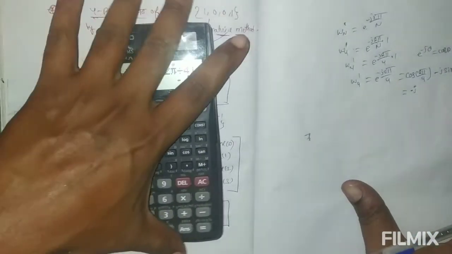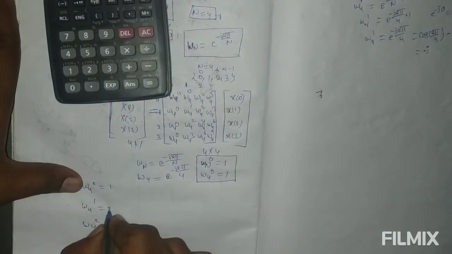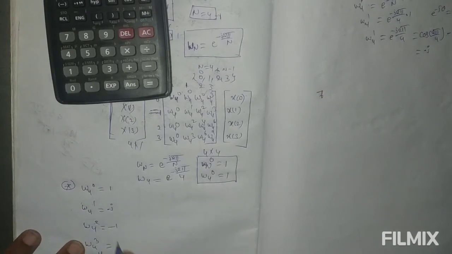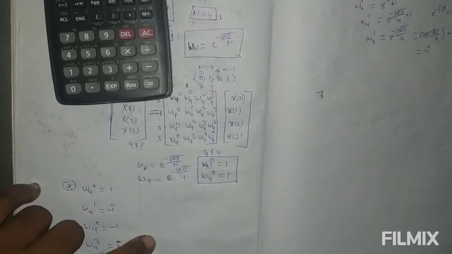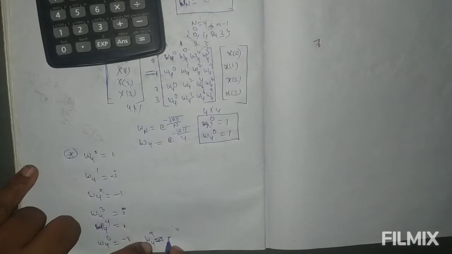Similarly, we find these values by using the calculator. W4 of 2 equal to minus 1, W4 of 3 equal to plus j, W4 of 4 equal to 1, W4 of 6 equal to minus 1, W4 of 9 equal to minus j.